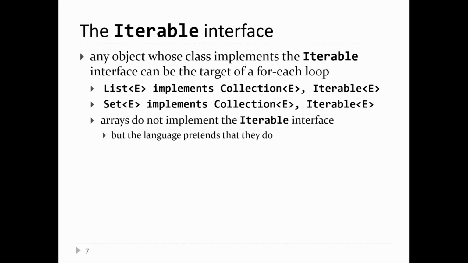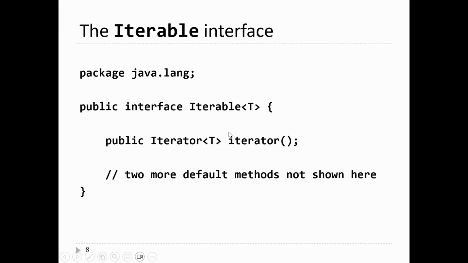We also know that you can write a for each loop over arrays. If you have an array, you can write a little for each loop and look at every element in the array. It turns out that in Java, arrays don't actually implement the iterable interface. Instead, the compiler pretends that they do, and it generates the code that it needs to iterate over an array. In the iterable interface, we only care about one of the methods. It's called iterator. So the iterable interface simply says the class can provide an iterator to iterate over its elements, where the element type is T.